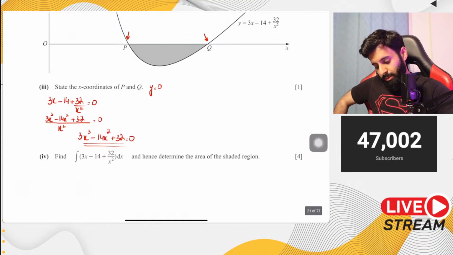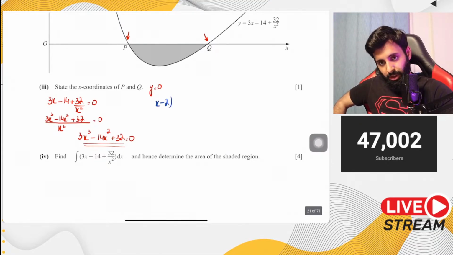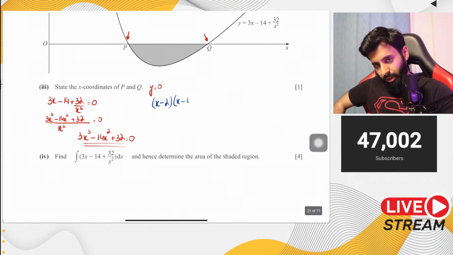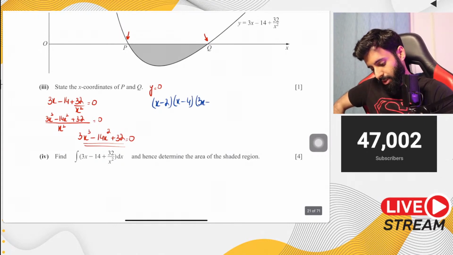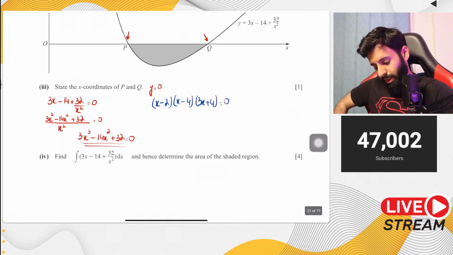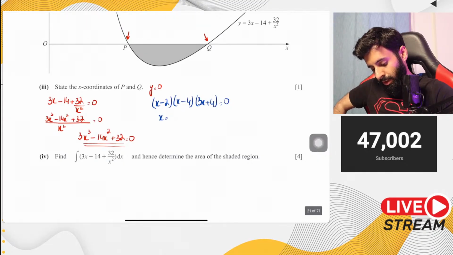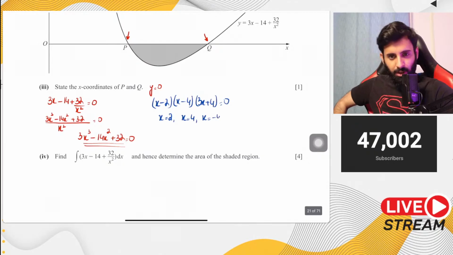This equation can actually be written as (x minus 2) into (x minus 4) into (3x plus 4) equals 0. So we don't have to solve it all over again. That's the reason why it's a 1-mark question. So x equals 2, x equals 4, and x equals minus 4 upon 3.